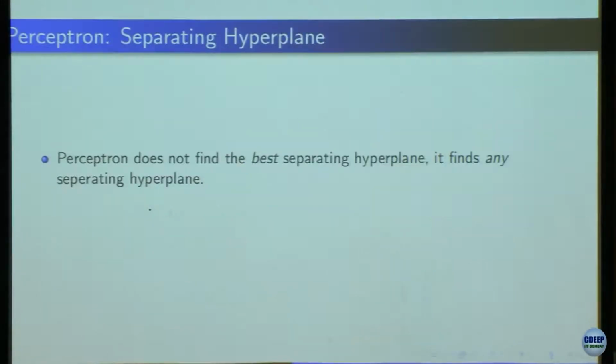Okay, so our observation is perceptron does not find the best separating hyperplane. So we will have a disclaimer and we will explain this later. It finds any separating hyperplane, and we will show that in the next class. We will show that it actually always converges if the points are linearly separable. If there actually exists a linear separator, it will find that.